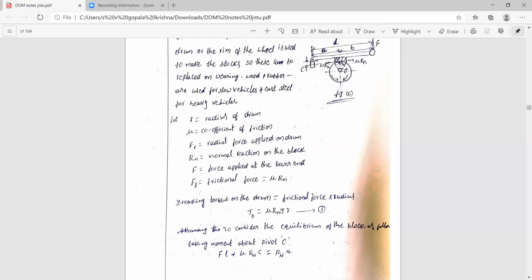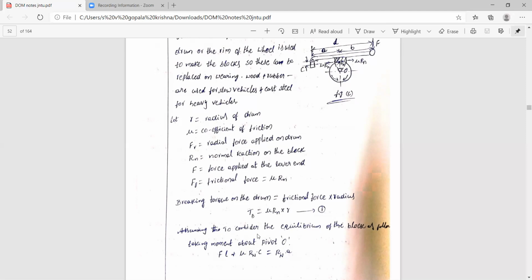The braking torque on the drum is simply the frictional force into the radius. What is the value of the frictional force? Ff, which may also be written as mu into Rn, into the radius, small r. Let us take this as equation number 1.